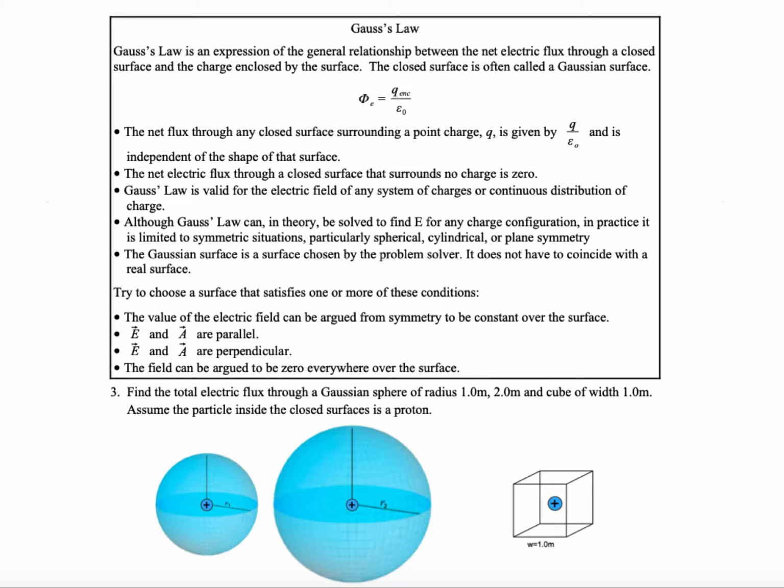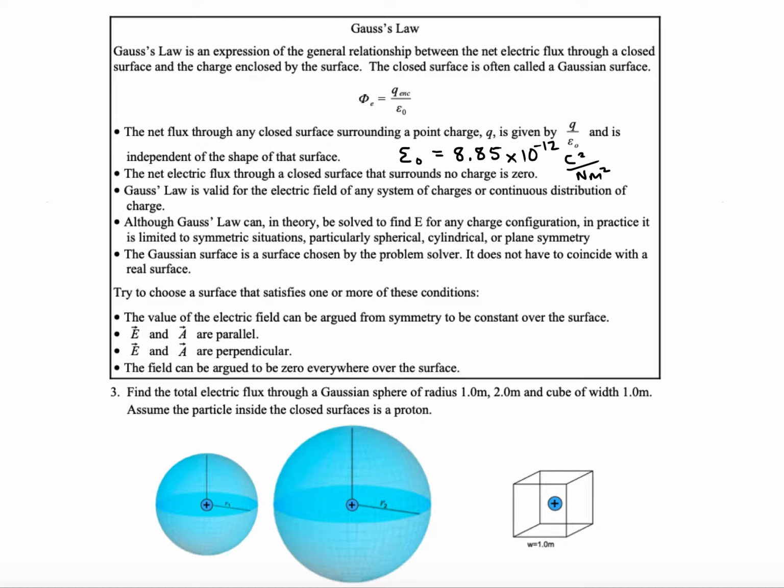But first, it's worth mentioning that epsilon naught is the permittivity constant of free space. It tells us how well the electric field permeates through space. And it has a value of 8.85 times 10 to the minus 12 coulombs squared per Newton meter squared.